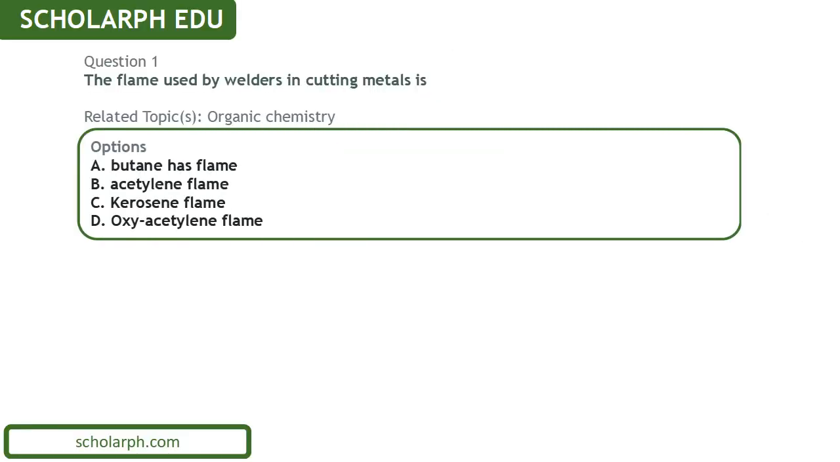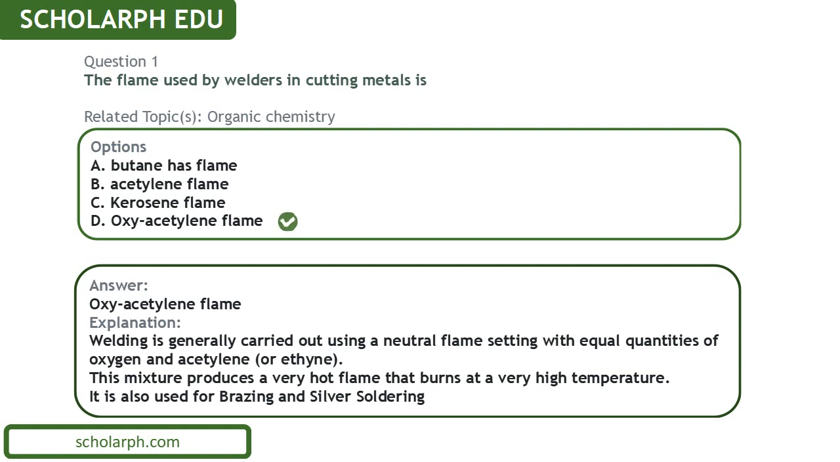Alright, first question here. The flame used by welders in cutting metals is, that is the oxyacetylene flame. Okay, the oxyacetylene flame is used by welders in cutting metals.